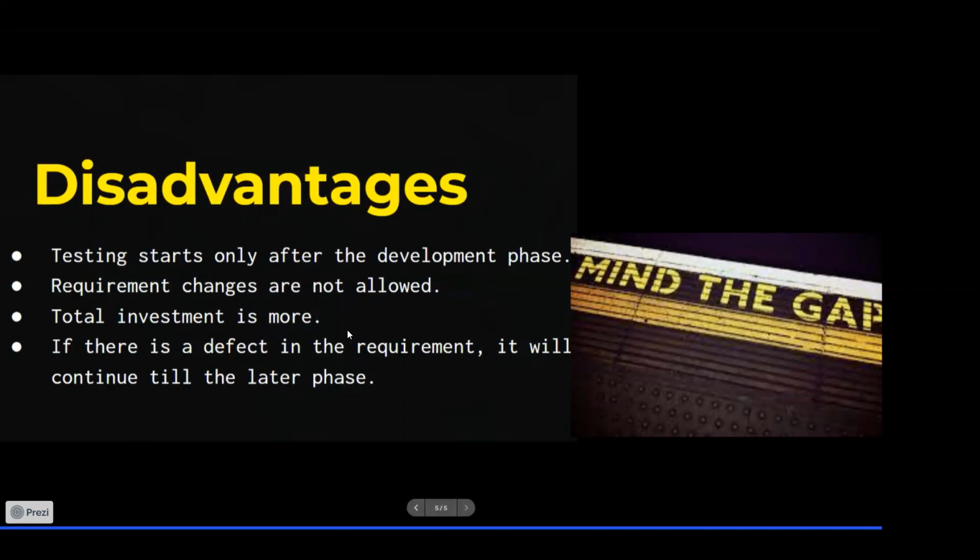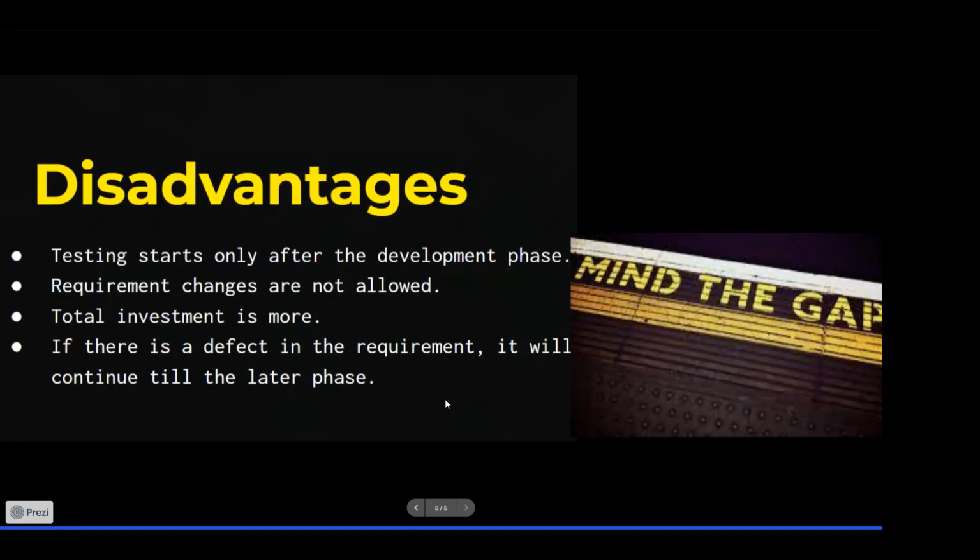Total investment is more because the testing happens after the development phase, where we find the defects. And it is a very time-consuming job for testers to rework again. Next, if there is a defect in the requirement, it will continue till the later phase. If there is a defect, we do not identify those defects at the earlier stage. This defect will continue in the later phase. So this is a big disadvantage of waterfall model. And it is not suitable for large projects.